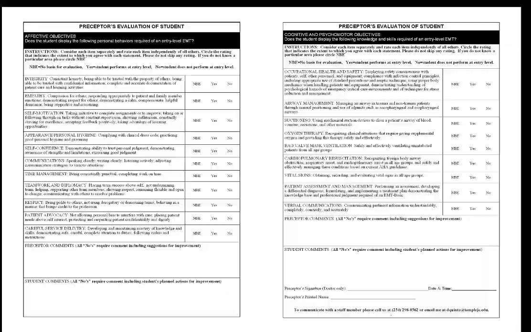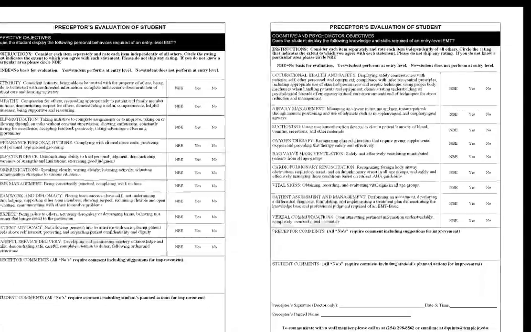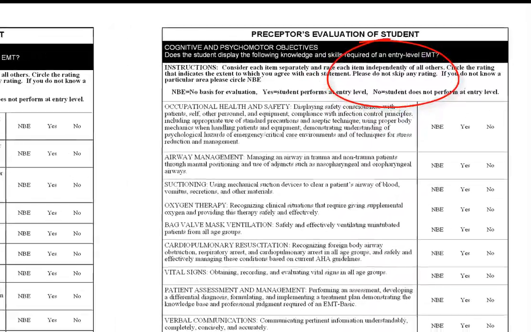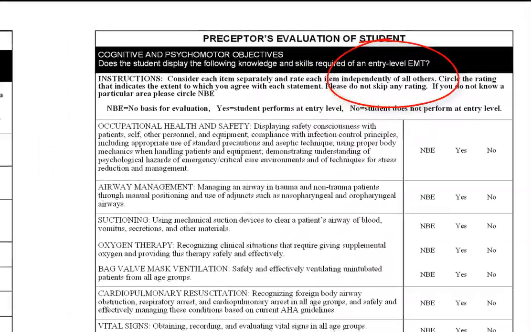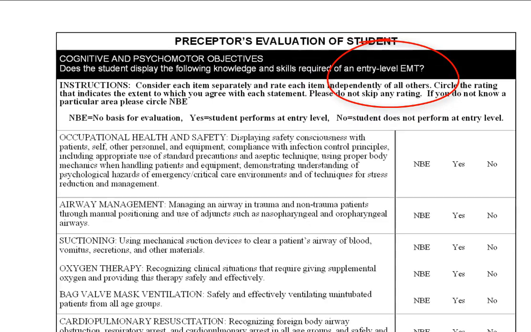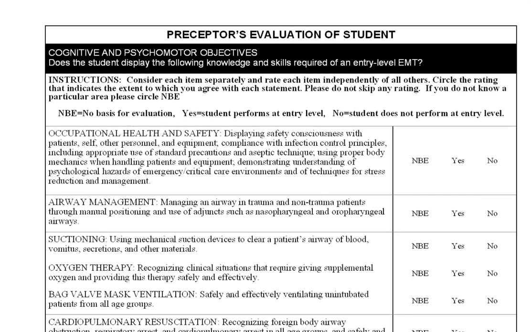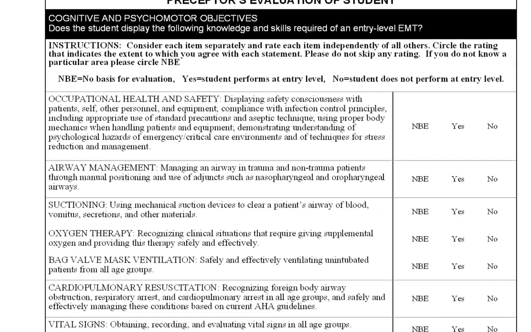So on the right side are the cognitive and psychomotor objectives. These are also based on entry-level knowledge and skill. Early in the program, we expect you to actually be getting several no's, and that's okay. You're still in the process of learning, still mastering these skills, so getting a no early is okay. However, if we're at the end of the program and you're still receiving no's, we get a little bit more concerned as faculty and want to work with you to improve these.